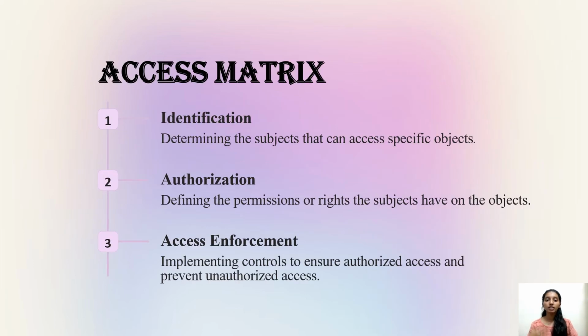Access matrix: identification, authorization, and access enforcement. Identification is determining the subjects that can access specific objects. Authorization is defining the permissions or rights the subjects have on the objects. Access enforcement is implementing controls to ensure authorized access and prevent unauthorized access.